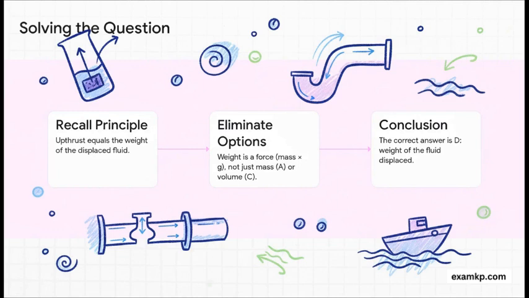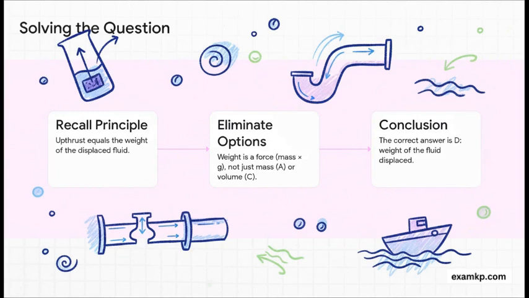Step 1. Just recall the definition we talked about. Archimedes' Principle literally says that upthrust equals the weight of the displaced fluid. Step 2. We have to remember that weight is a force. It's not the same as mass or volume. That immediately rules out options A and C. So what are we left with? The correct answer has to be D.